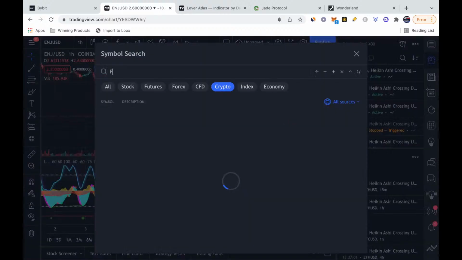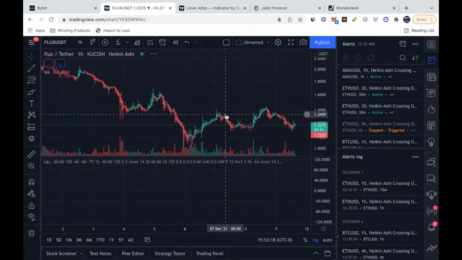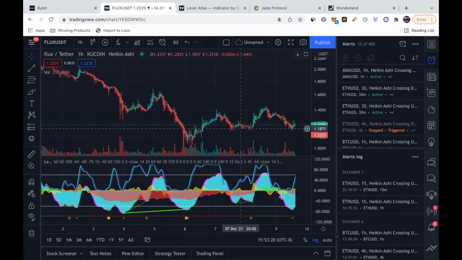Flux. I don't know what Flux is, but sure, we'll take a look at Flux. Take a look at the Flux Tether pair. What do we think about Flux right now? It printed a green dot down here, so we hit a price bottom, at least for now. I'm not seeing any... Well, no, actually, this looks kind of bullish to me.